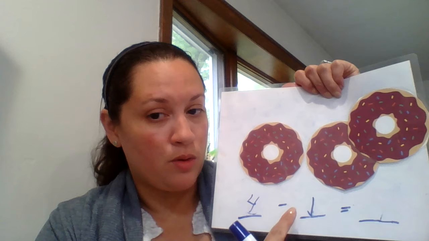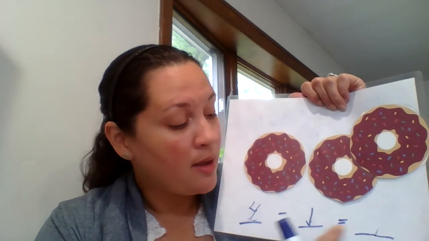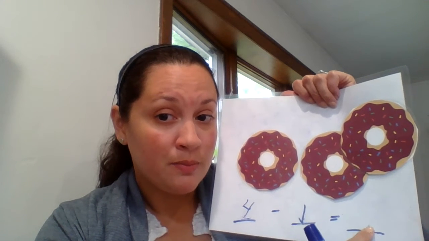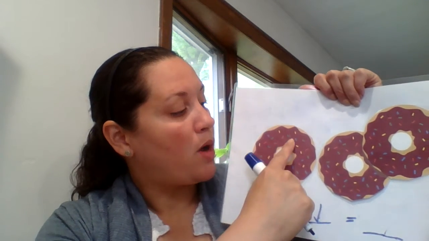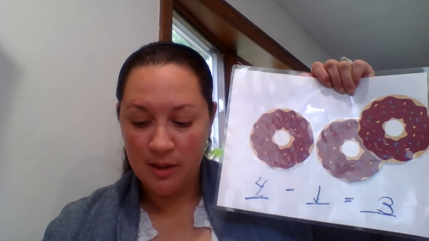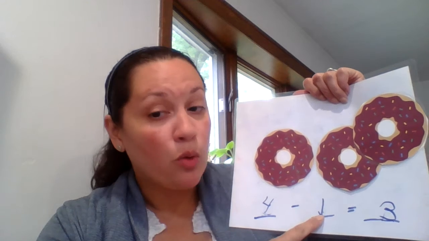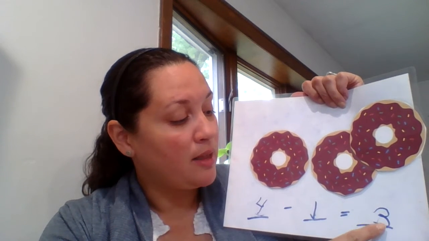So I know they took one donut away. We had 4, they took 1 away. How many are left? Well, let's stop and count. 1, 2, 3. So 3 donuts are left. I have 4 donuts. I took 1 away. I have 3 left over. Okay, now let me erase and get ready for my next one.